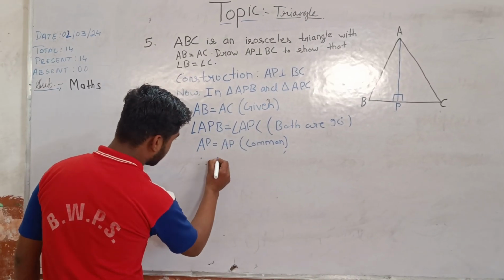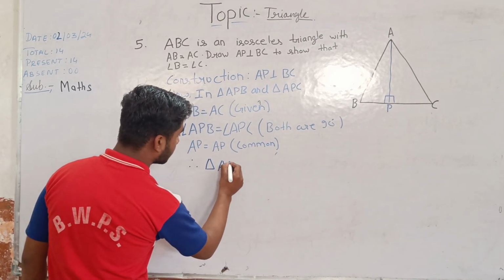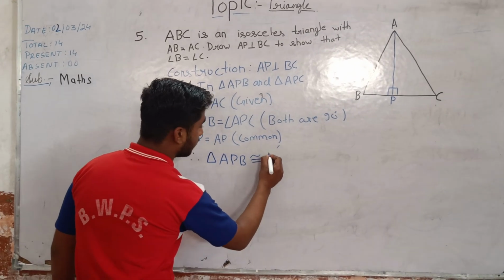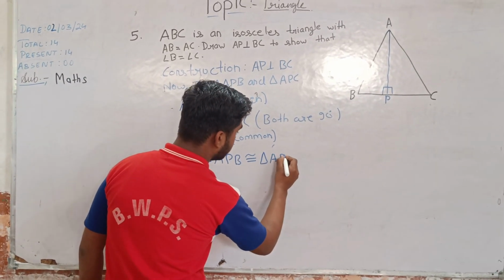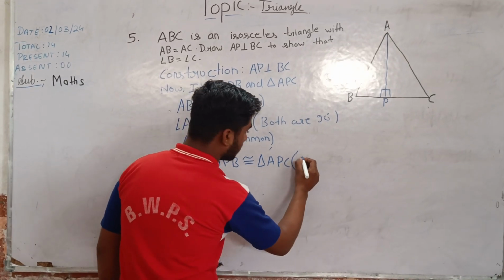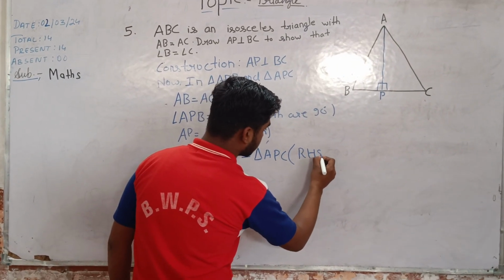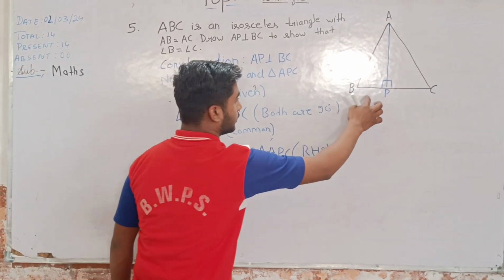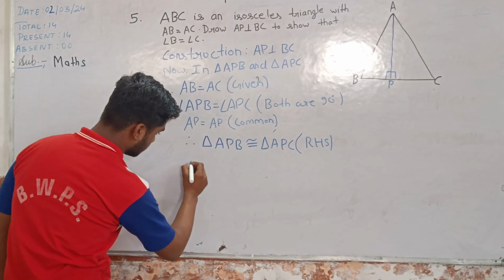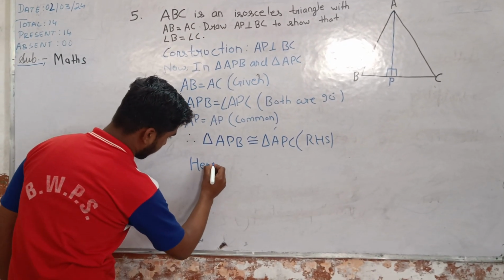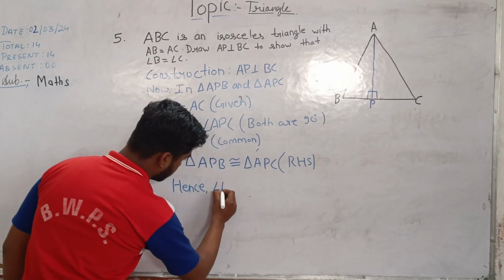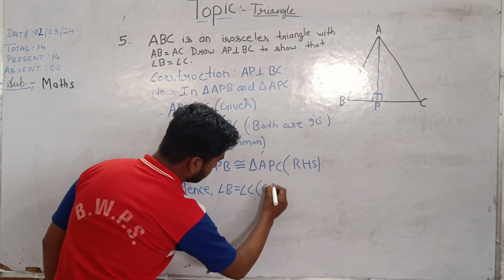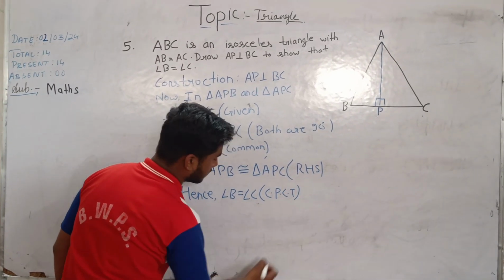Therefore, triangle APB is congruent to triangle APC by RHS congruency criteria. So we can say that angle B is equal to angle C by CPCT. Hence, angle B is equal to angle C by CPCT. So thank you.